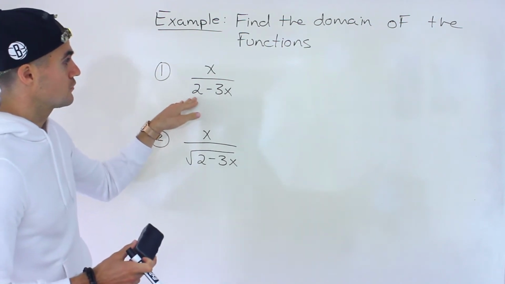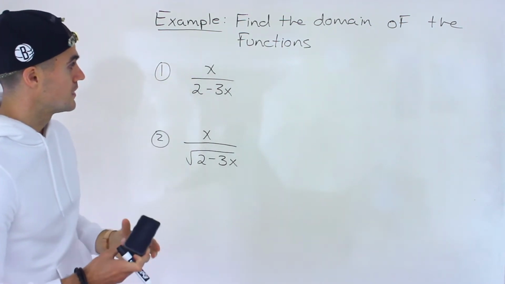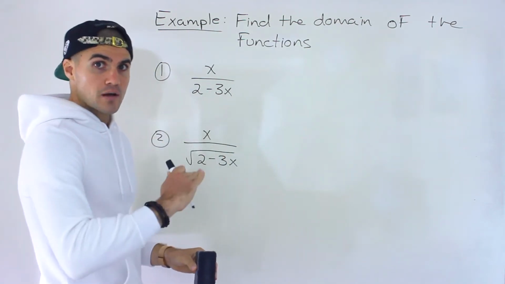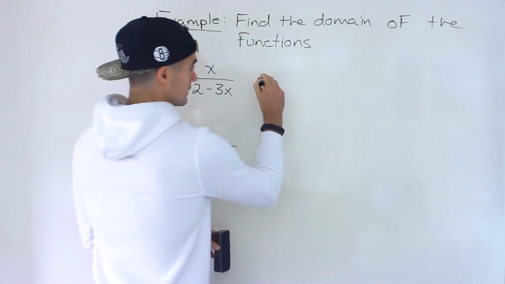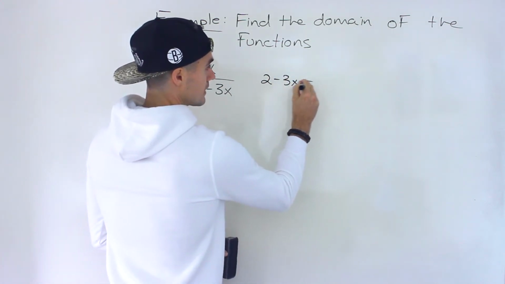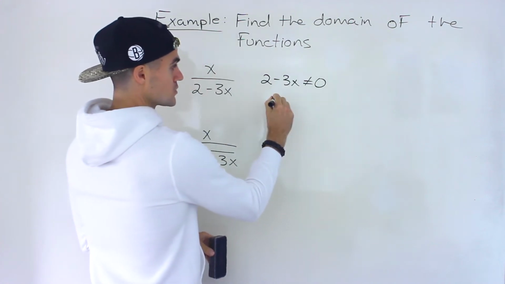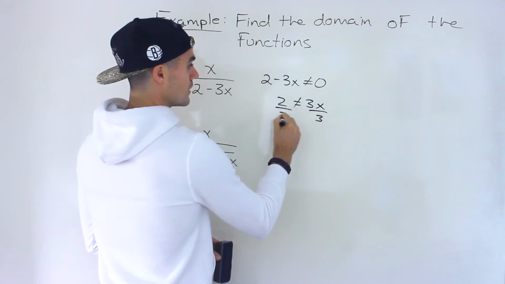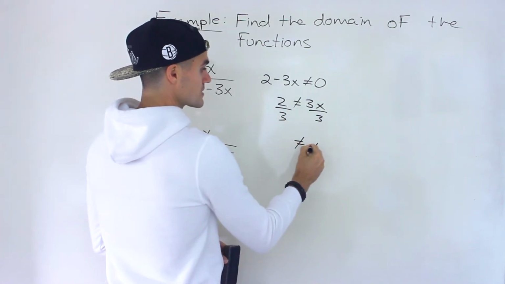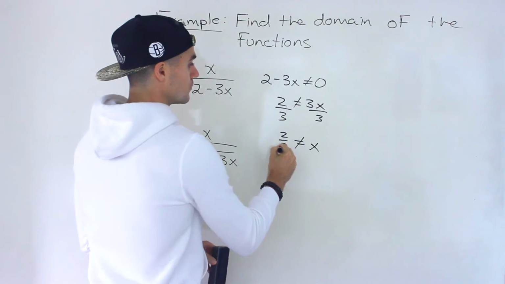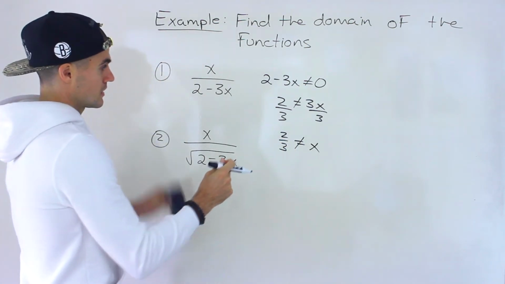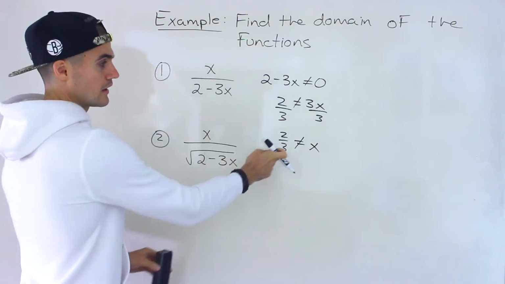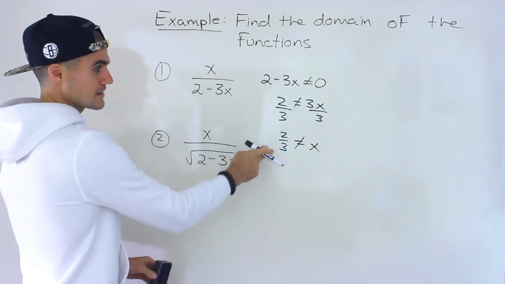Now starting with this one over here, we have a rational function. So notice that the denominator can never be 0. You can't divide by 0, that would make it undefined. So basically 2 minus 3x can never equal 0, which means 2 can never equal 3x. And if we divide both sides by 3 to isolate for that x, it means x can never equal 2 over 3. And so for this function, the domain is basically x can be any real number except for 2 over 3. It can't equal 2 over 3.